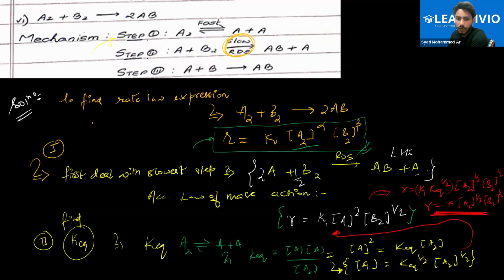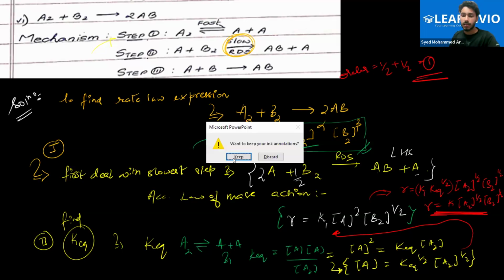So what is the order of the reaction? The order of reaction is 1. Half plus half would be one. Yes, it's one. So this is the order of reaction, and this is a first order reaction. Understood how I have solved the multi-step reaction, how I was able to get the rate law expression of the multi-step reaction? So this is all about this class, and we have solved lots of questions.